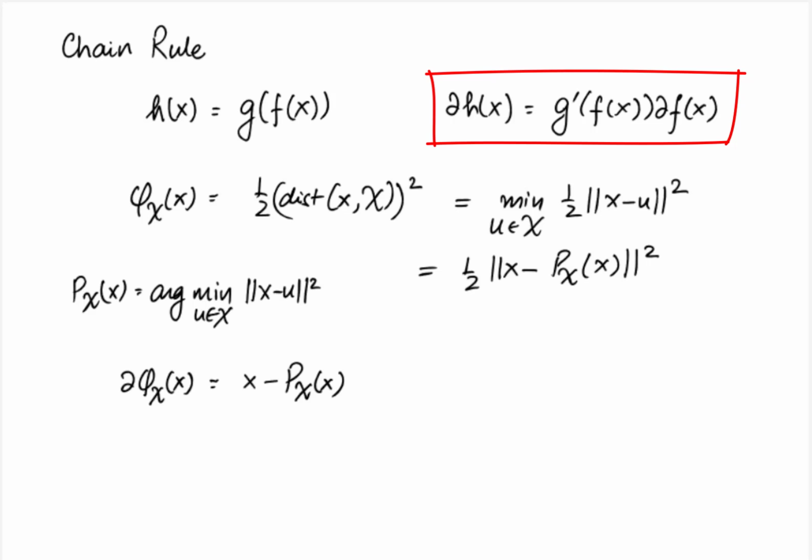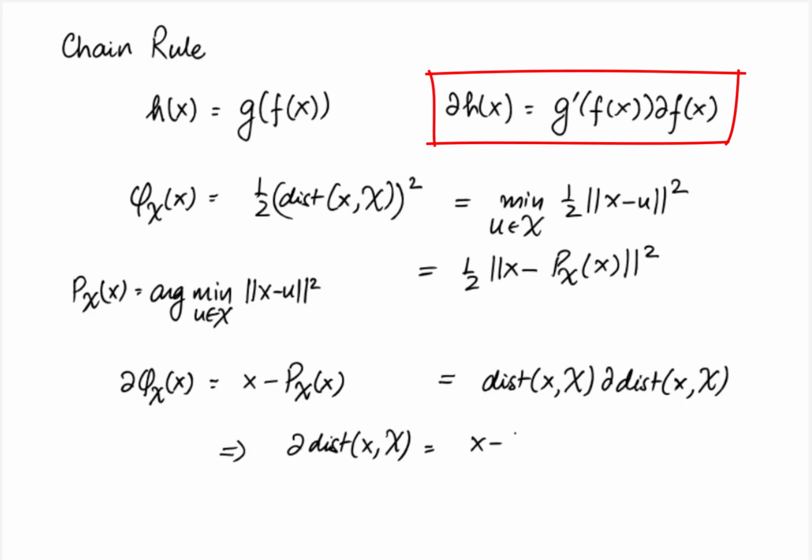Note that the square distance function is the composition of half of square and the distance of x with calligraphic X. Therefore, by chain rule, the subgradient of phi of x is equal to distance of x comma calligraphic X times the subgradient of the distance of x. Therefore, the subgradient of the distance of x is equal to x minus px of x divided by distance of x comma calligraphic X. Later we'll look at an example where we will use this result.